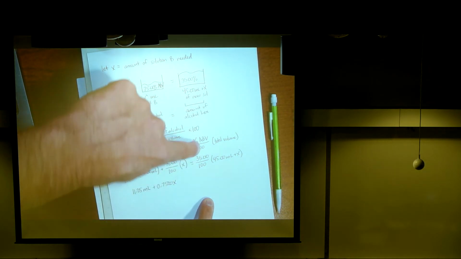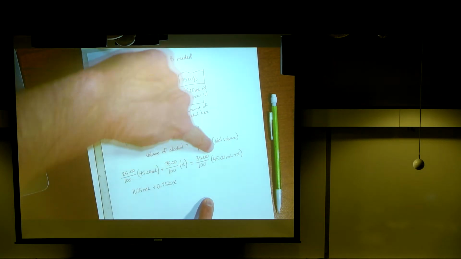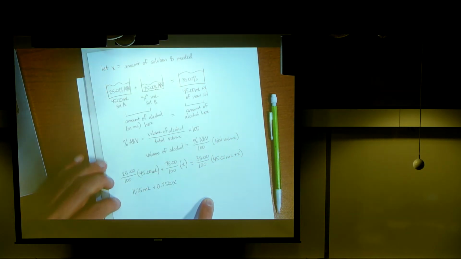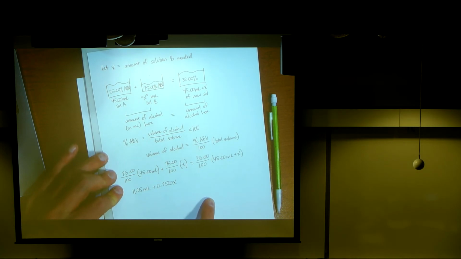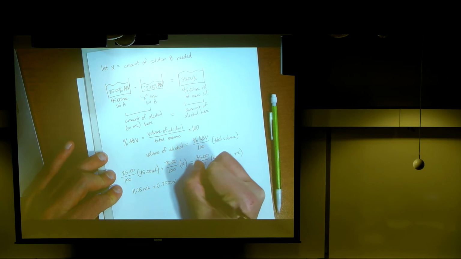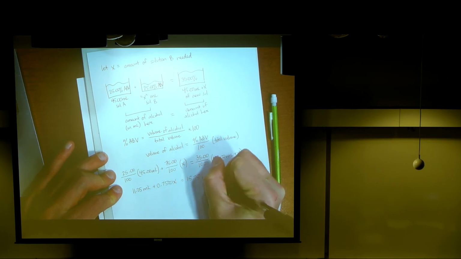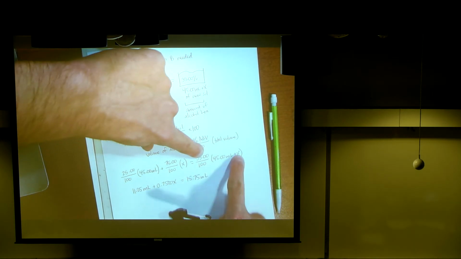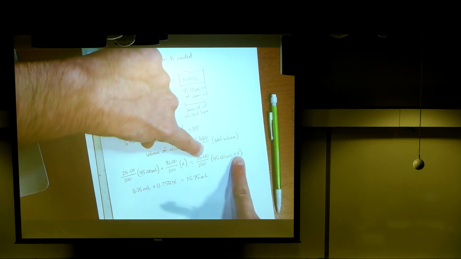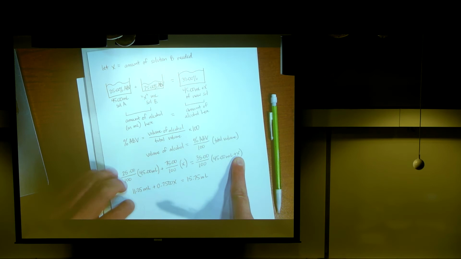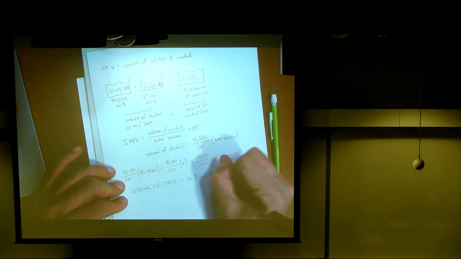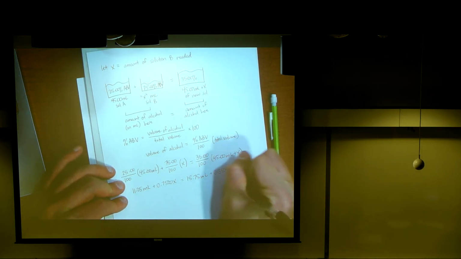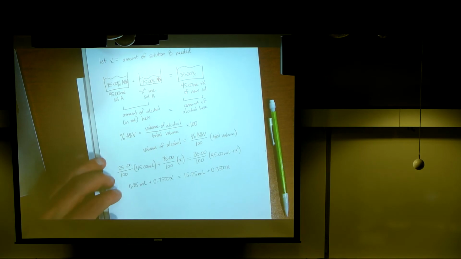Lastly, I have 35 over 100 times 45, and if you crunch that, you get 15.75 milliliters. And then lastly, we want to distribute this into the parentheses and multiply it by this x. So I have 35 over 100 times x, or 0.35 times x. Okay, that's what we're dealing with.